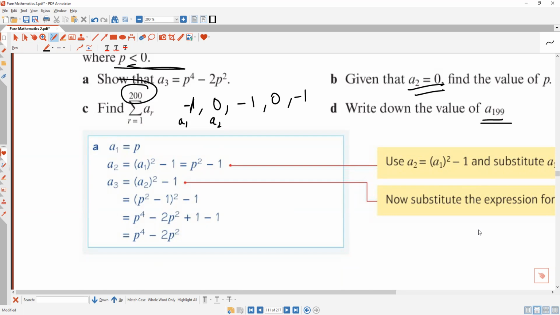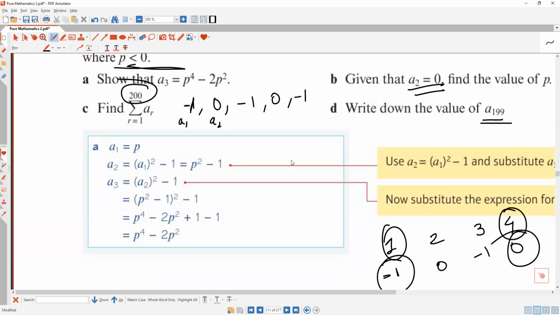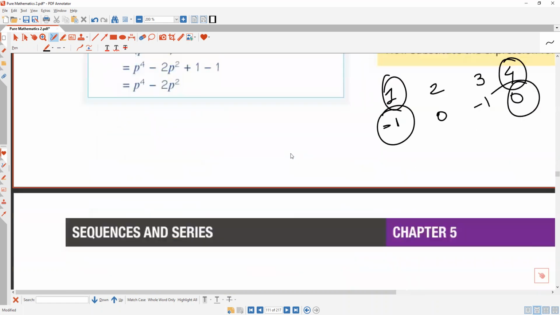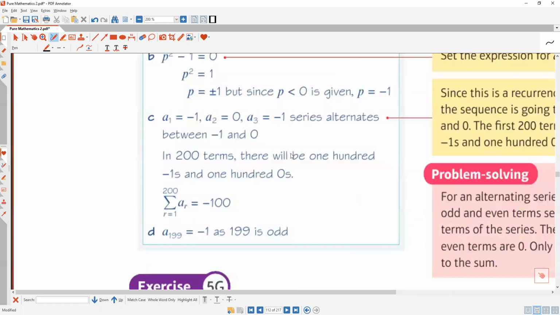I'll show you. Wait. You have 1, you have 2, you have 3, you have 4. What was your first term? Minus 1. Second term? 0. Then the third term is minus 1, the fourth term is 0. Can you see what comes for even numbers and what comes for odd numbers? So is the 199th term minus 1? Why? Because it's an odd number. I hope it is clear with the online people, everyone.